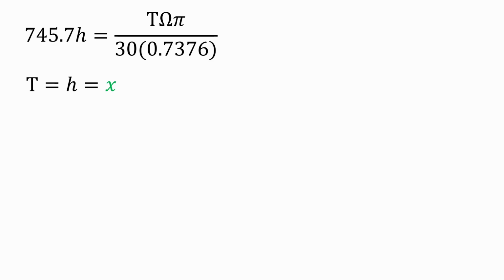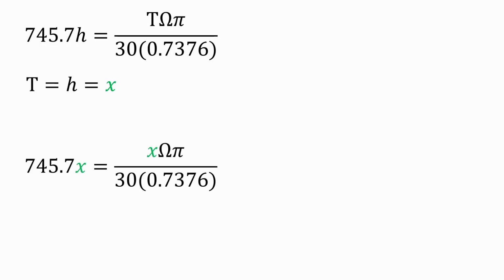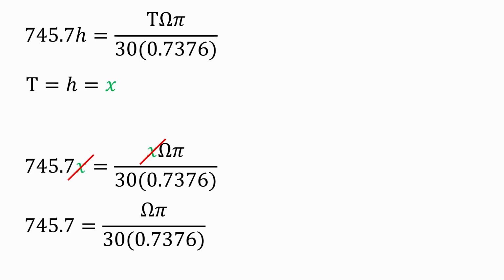And now we are at the home stretch. We take the equation we just found, and the statement that capital tau is equal to h, which is equal to x, and substitute x for both capital tau and h. Why? Because we've literally said capital tau is equal to h, which are both equal to x. Making the substitution, we get this equation and we can cancel out x from both sides, right? And from that, we get that 745.7 is equal to capital omega times pi over some ugly looking number.